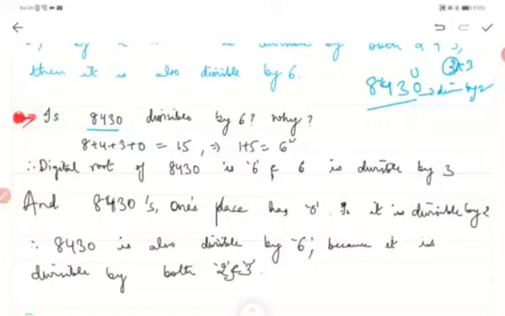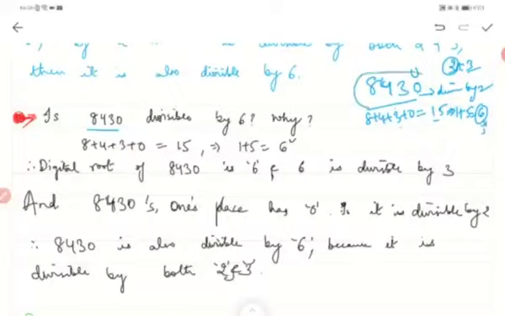What about checking for 3? So for 3, how will you go? You need to find the digital root. So 8 plus 4 plus 3 plus 0 is how much? 9, 10, 11, 12, 13, 14, 15. You got 15, but this is not a digital root. You need to take this now as 1 plus 5. So this is 6. This number is divisible by 3.